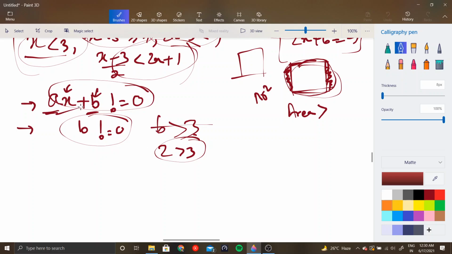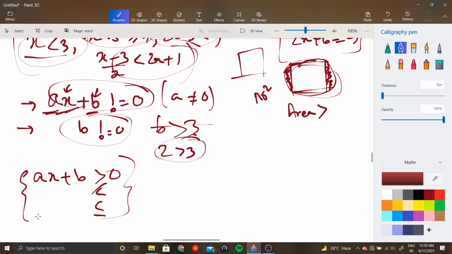So you need an unknown term. So A cannot be 0, and this has to be of the form ax plus b is greater than 0. It can be less than 0, less than equal to, greater than equal to, anything.